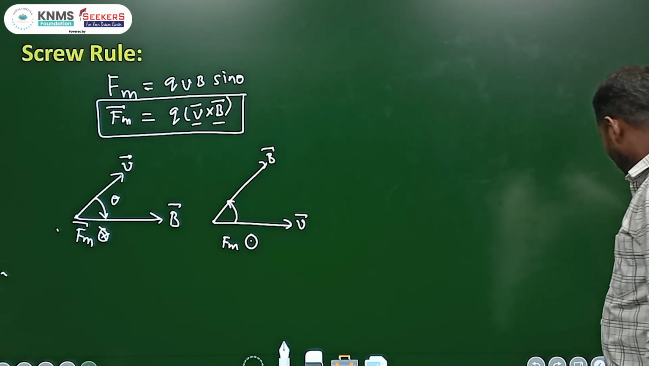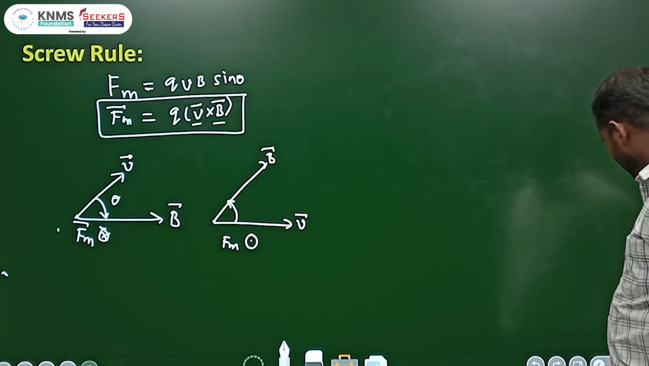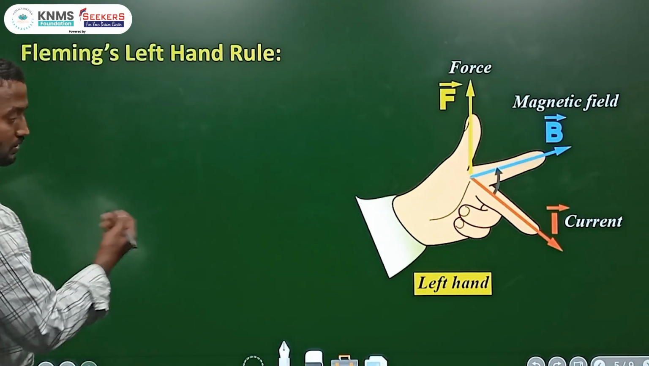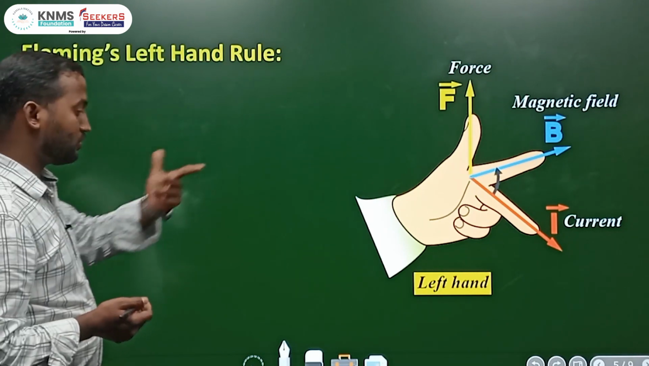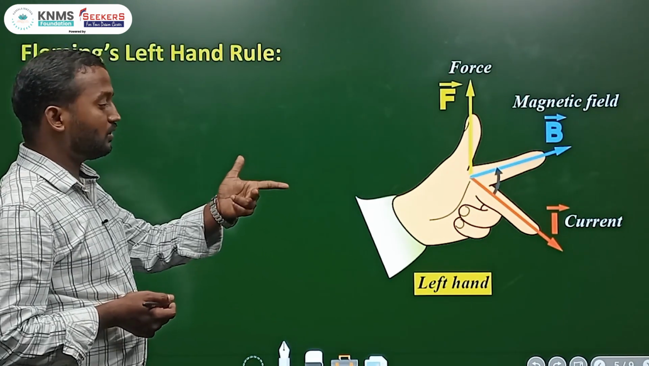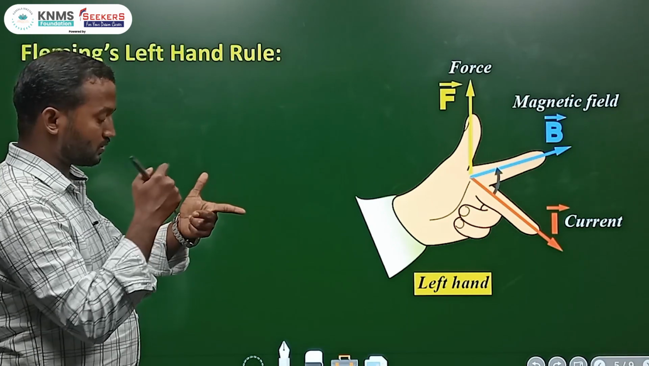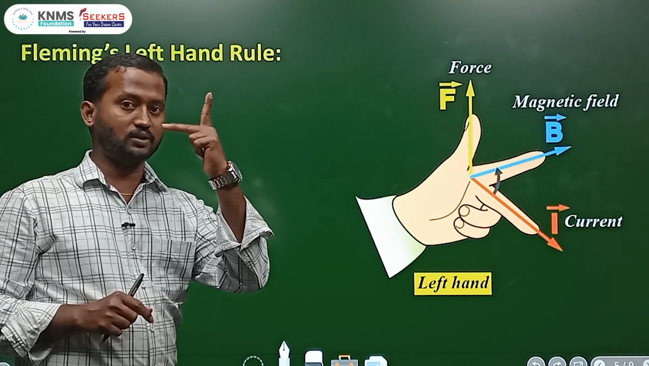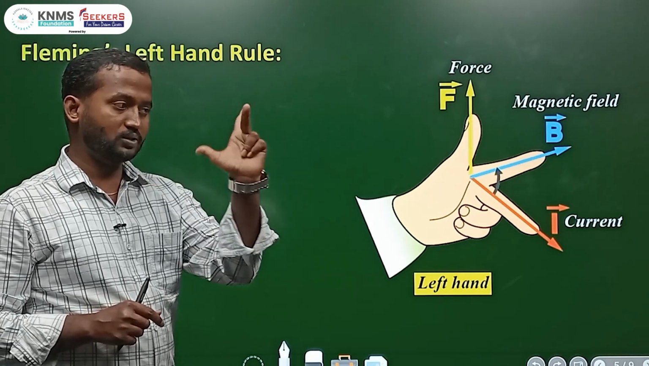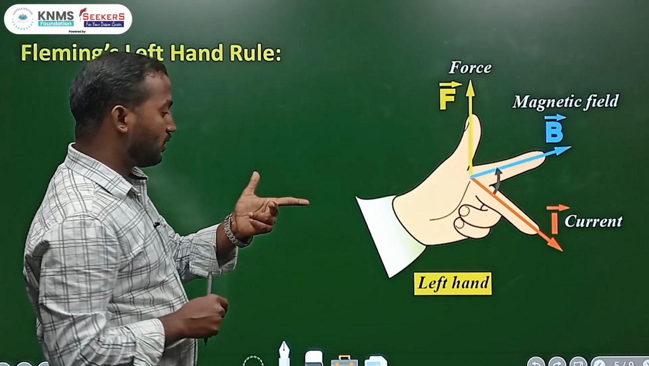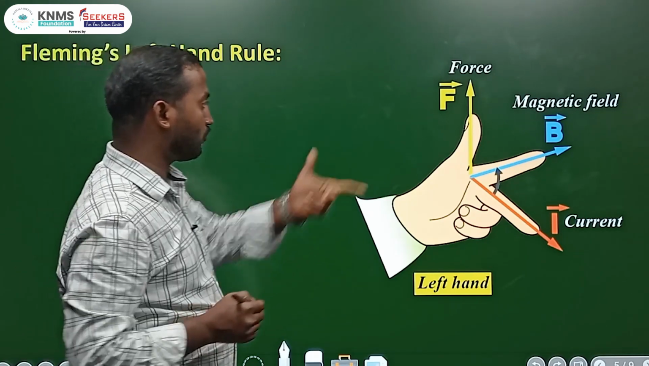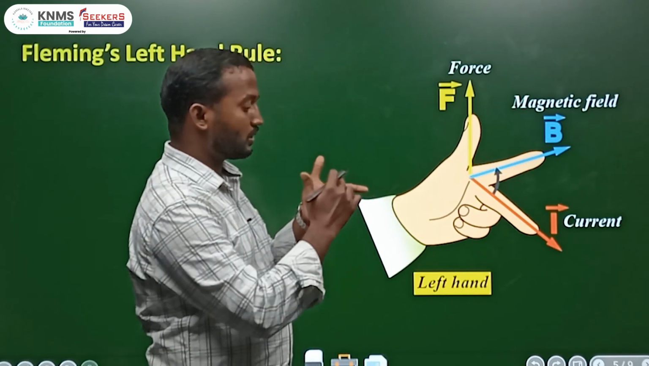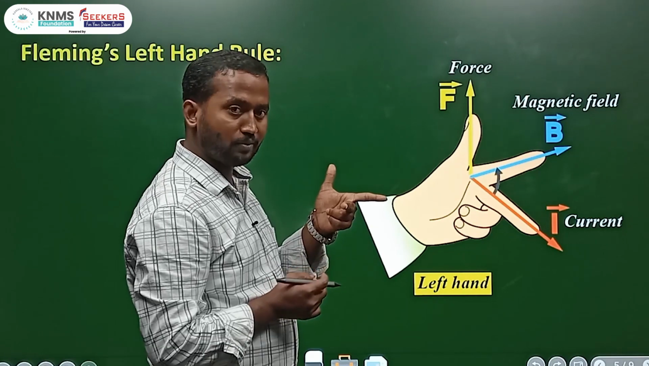And we also have another rule to find the magnetic force. Let us see it again. Using Fleming's left hand rule, we can find the magnetic force again. How do you do this? You take your left hand, and you take your thumb and these two fingers, the middle finger and the pointing finger, in such a way that they are mutually perpendicular to each other. If you take it like this, the thumb will show the force, the indicating finger will show the magnetic field, and the middle finger will show the current.